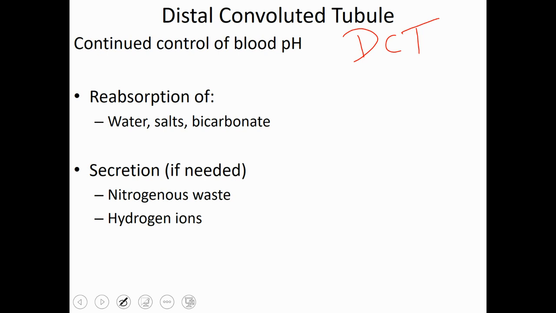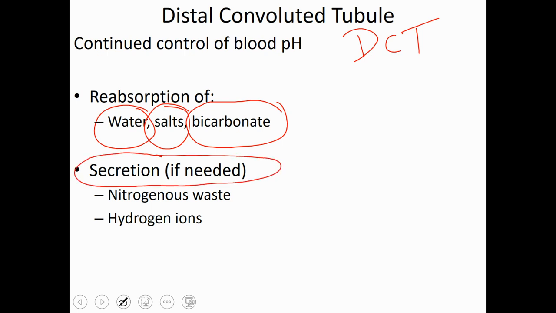So for reabsorption, yes, water is always going to happen. Some of these salts, remember, salts are just ions. They don't necessarily have to be like NaCl, sodium chloride. But then reabsorption of, let's say, bicarbonate. So bicarbonate is a base. That would raise our pH if we had to. We also may be secreting in that area. And that might be the secretion of any nitrogenous waste that's still in the blood that we need to get rid of. Or most importantly, we might have to secrete hydrogen ions. Hydrogen makes your blood pH more acidic.